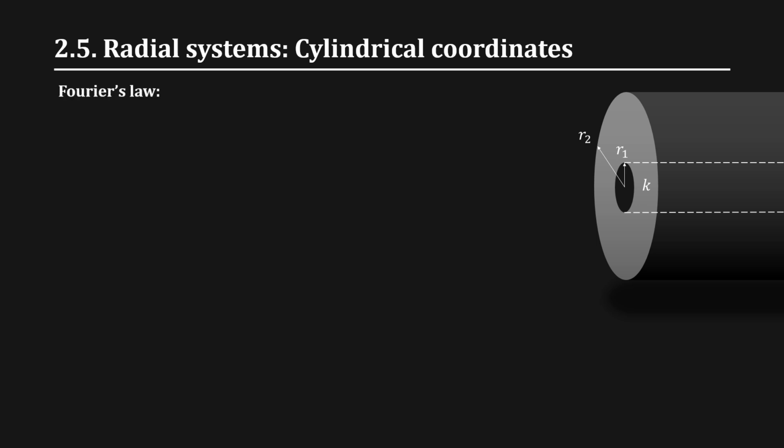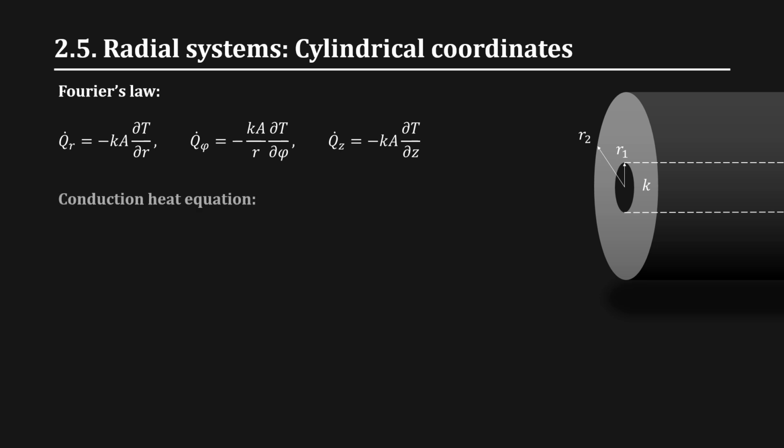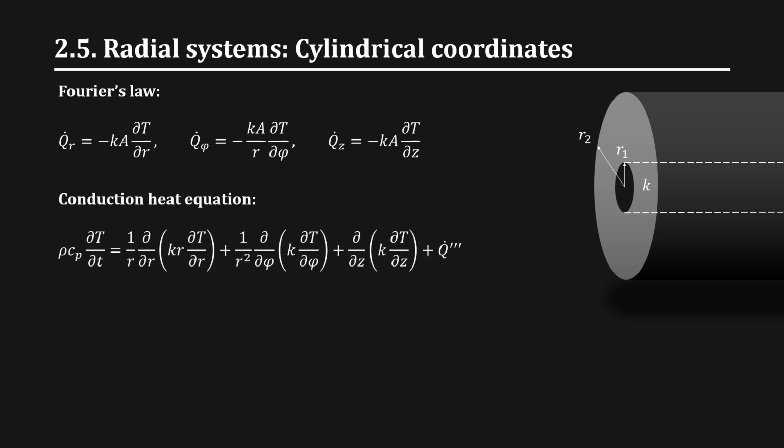So first, here is Fourier's law, which describes heat conduction rate in cylindrical coordinates, and also the general conduction heat equation, which can be obtained from an energy balance on a control volume element in cylindrical coordinates, following the steps that we've seen in the second video. And it can also be obtained directly by coordinate transformation.